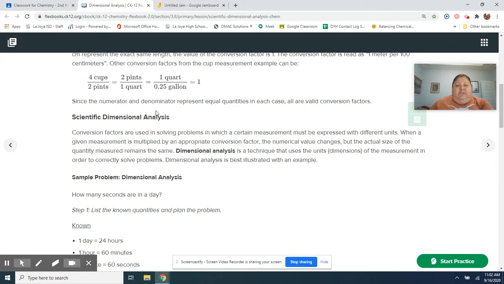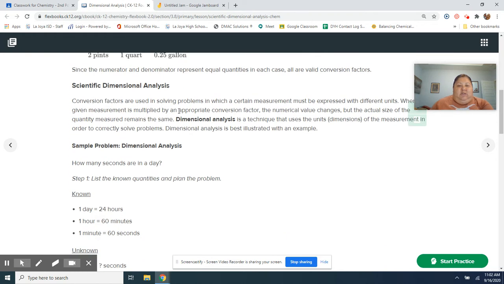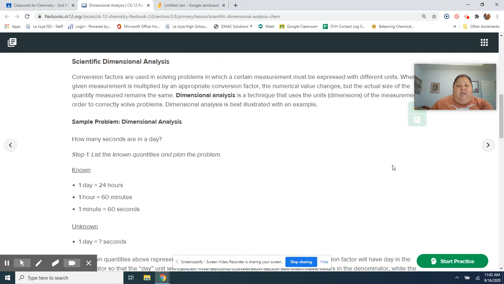Since the numerator and the denominator represent equal quantities, their value, all are valid conversion factors, all of them equal to the same length. Now, let's talk about actual scientific dimensional analysis, okay? So, conversion factors are used in solving problems in which a certain measurement must be expressed with different units.